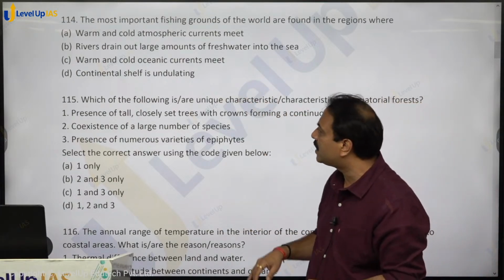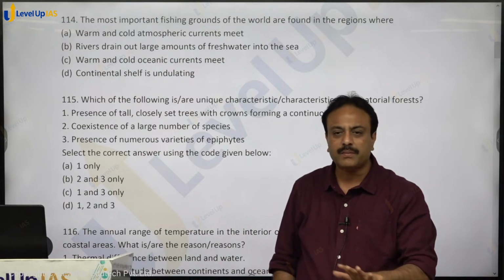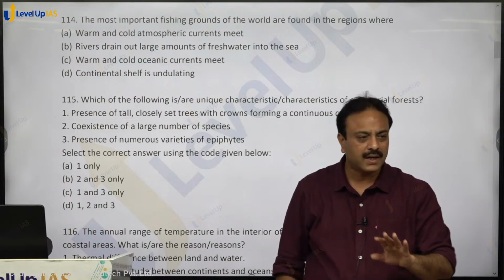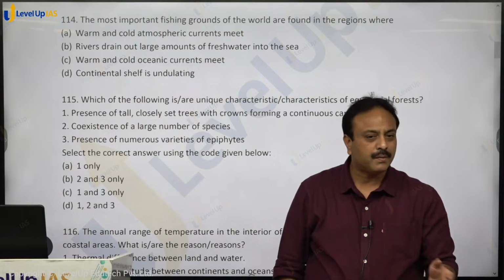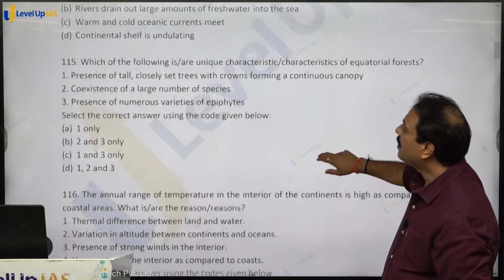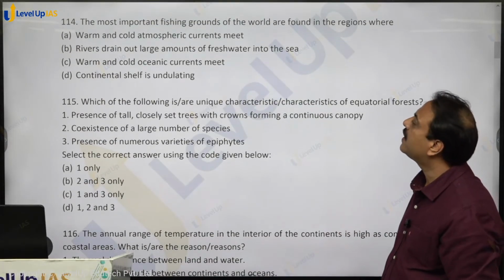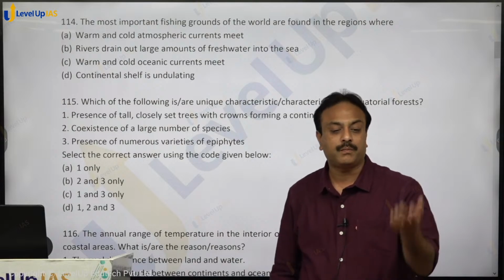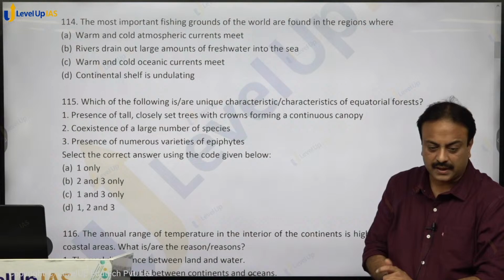So warm and cold ocean currents meet, they result in the formation of fishing banks. 4 fishing banks are formed in the world: Great Fishing Bank, Grand Fishing Bank, Japan Fishing Bank or Nippon Fishing Bank and Dogger Fishing Bank. Right. Atmospheric current is a term that is used for vertical movement of air. When the air moves vertically, that is called as the current.